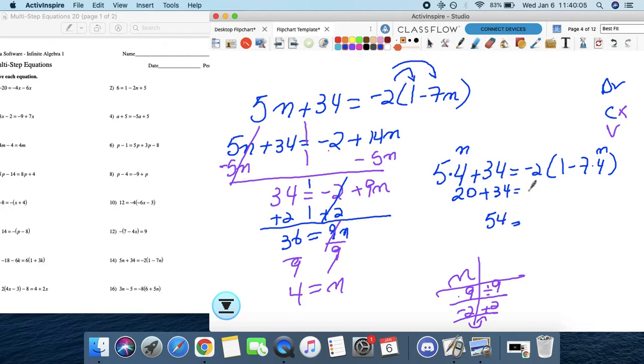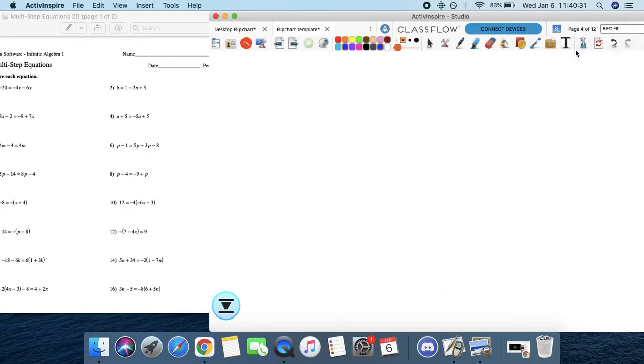On the other side, let's do the parentheses first. Inside the parentheses, we have 1 minus 7 times 4. It's 1 minus, and 7 times 4 is 28. So then we have negative 2. And 1 minus 28 is negative 27. And then finally, I can multiply negative 2 and negative 27, which is positive 54.